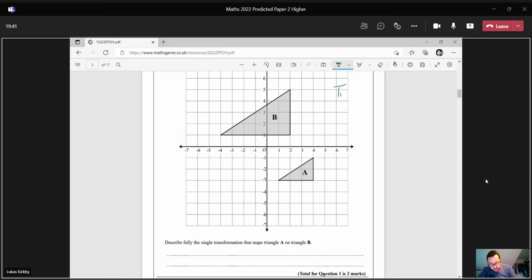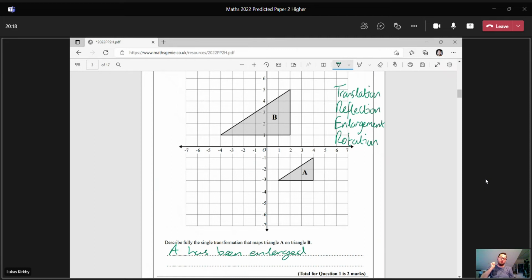So there's 4 options. It'll either be a translation, which is just where it doesn't change but it's moved somewhere. The next one is a reflection, so where it's been flipped over some line. Then it's enlargement, where it's got bigger or smaller, and then finally a rotation, where it's been turned around. Now this to me looks like it's got bigger, so this is an enlargement. So I'm going to start off by saying that A has been enlarged. So that's one piece of information.